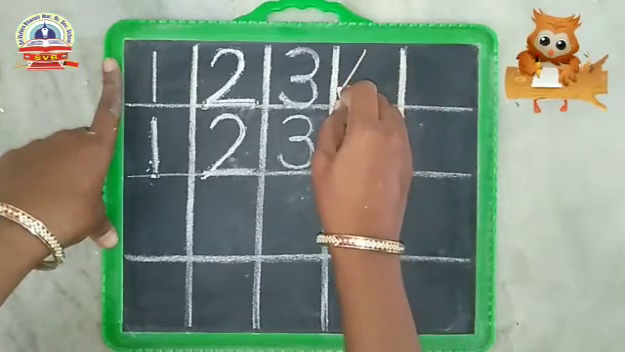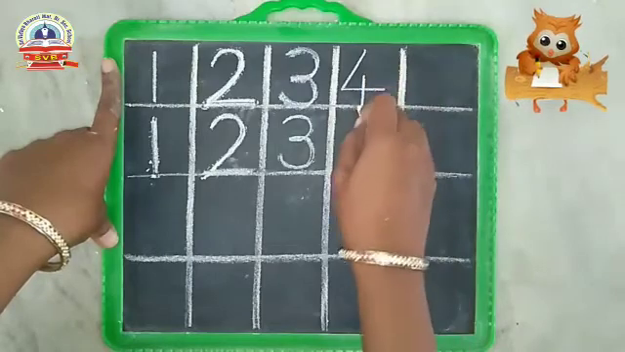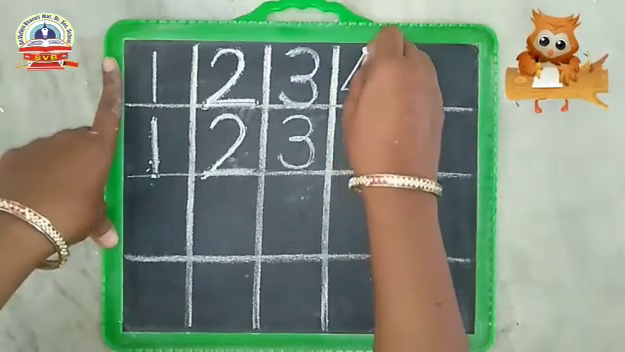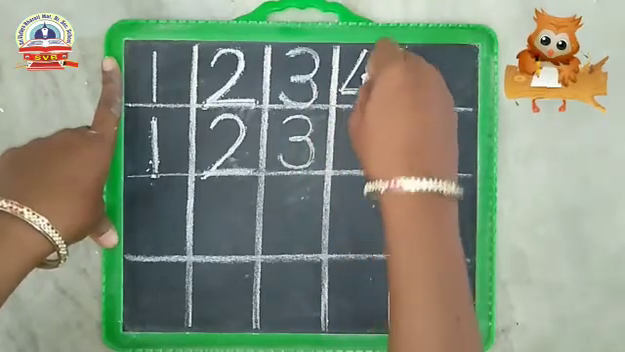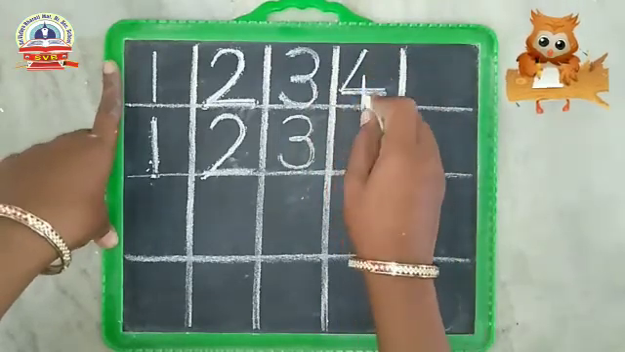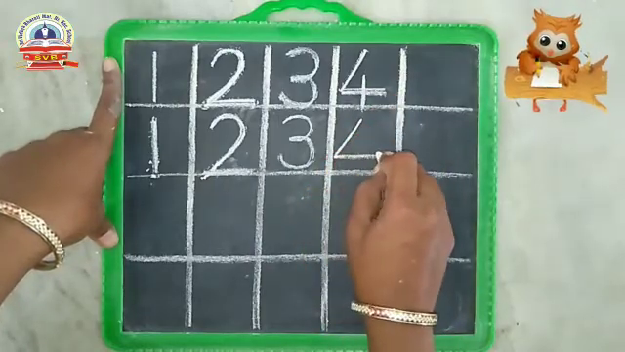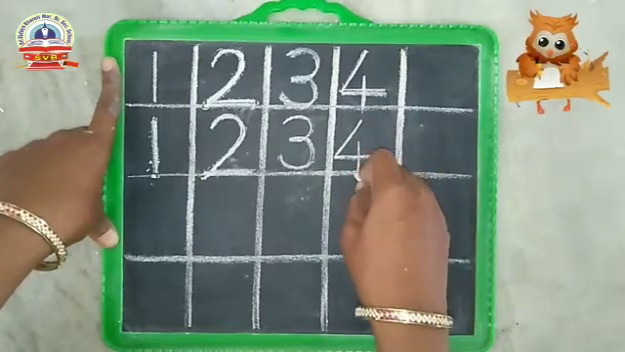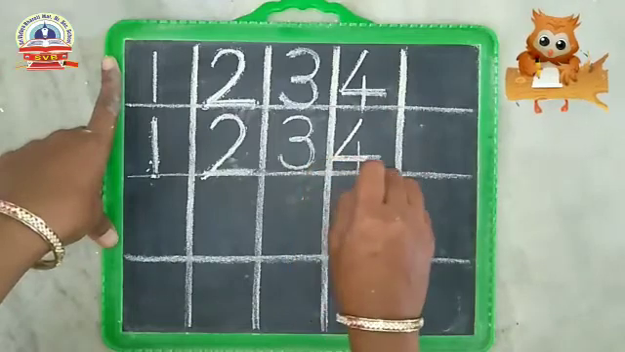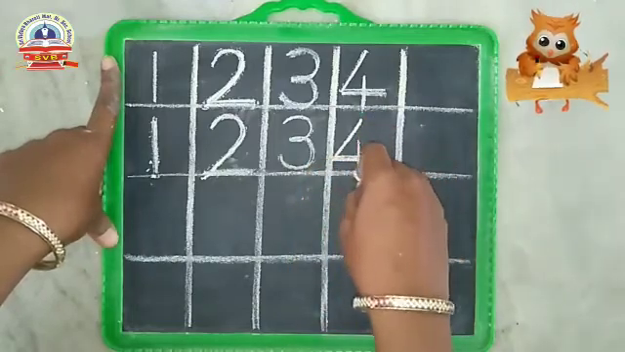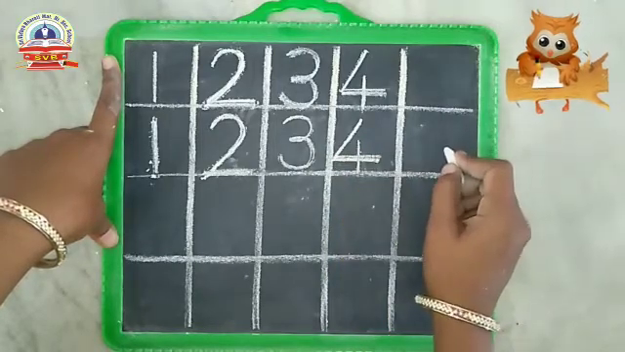Right slanting line and sleeping line and standing line in the middle. Write again. Right slanting line and sleeping line and standing line in the middle. This is number 4. Now let us write 5.